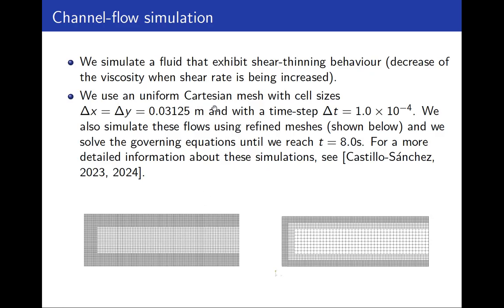So we use a uniform Cartesian mesh with these cell sizes. So the size of the cells in the x direction and the size of the cells in the y direction are going to be the same. And we use a time step of 1 multiplied by 10 to the minus 4. And then, yeah, we use 2 meshes to simulate the flow of a shear-thinning viscoelastic fluid. And we solve the governing equations until we reach time equal to 8.